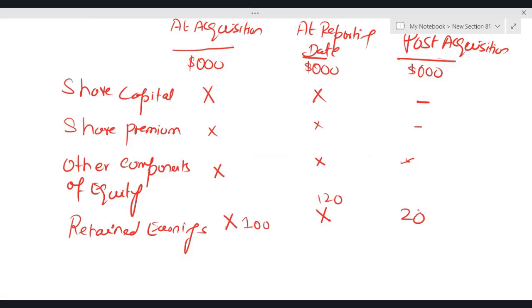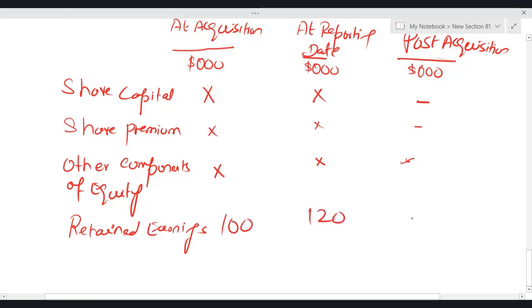Repeat. If the retained earning at acquisition is 100 million and at reporting date it is 120, obviously there's a rise of 20 million. If it is 80, then we will say there's a loss in the retained earning. I hope this is clear. I'm just using the examples so that you should have an idea. Logically, it is 20 positive.